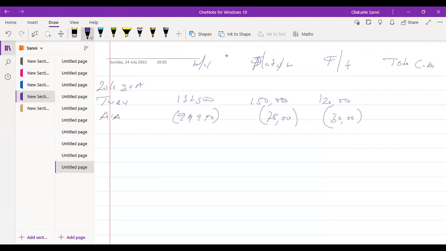99,990. So what will be the tax written down value? Tax written down value, and this should be 90,000. 150 minus 75, I will have 75,000 here. And what will be the value here, class? Class, please tell me.